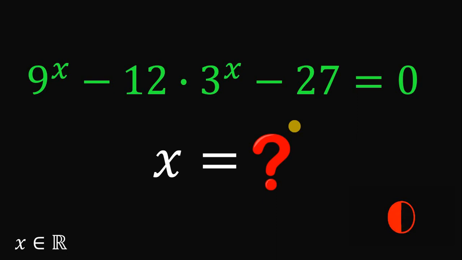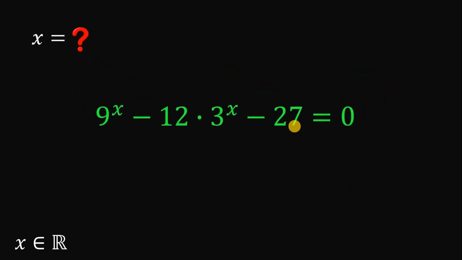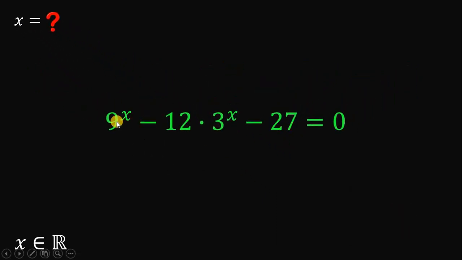Now, let's answer this question together. Our goal is to find the real value of the variable x. Given this equation, 9 raised to x minus 12 times 3 raised to x minus 27 equals 0. This equation looks crazy and difficult, so let's make it simpler.